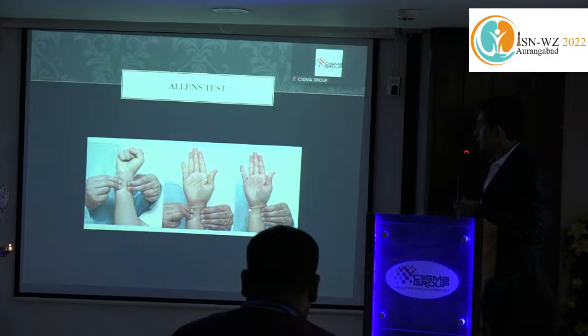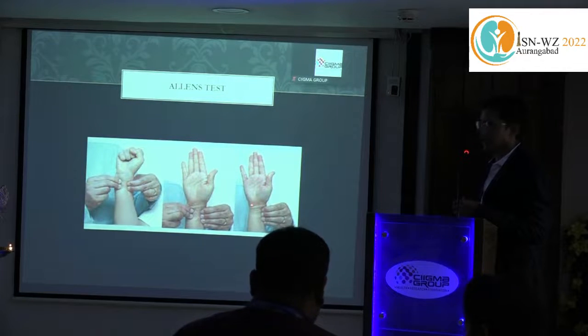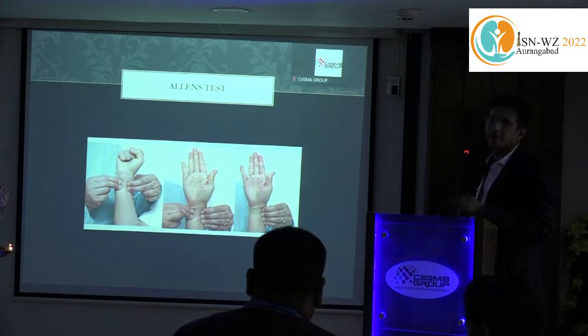Just release on the ulnar side, the whole perfusion goes up to the index finger, like the second finger. It will perfuse this much area, and then you release this hand. Then the whole palmar arch is perfused. It means both arteries and the distal palmar arch are patent. So this is the Allen test.